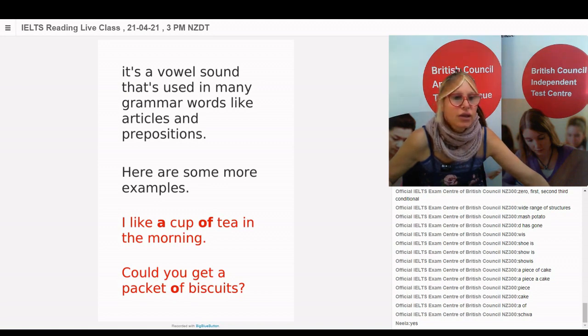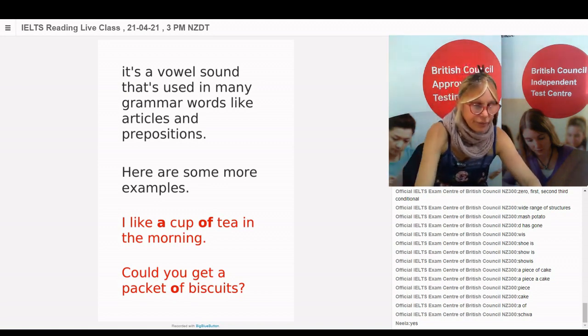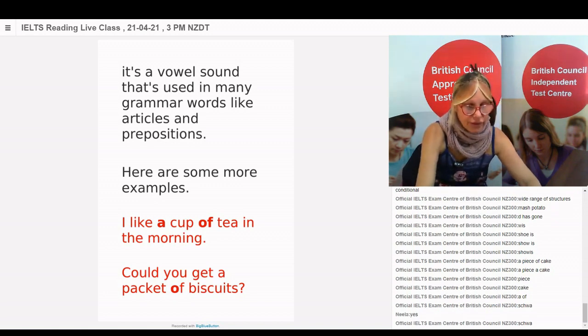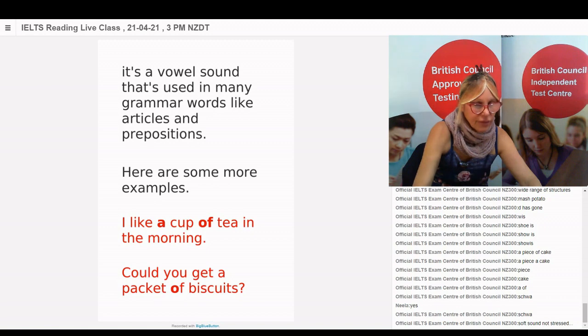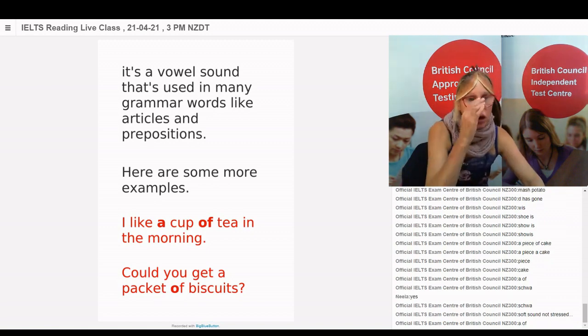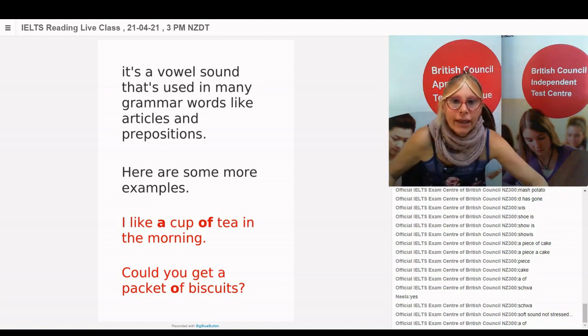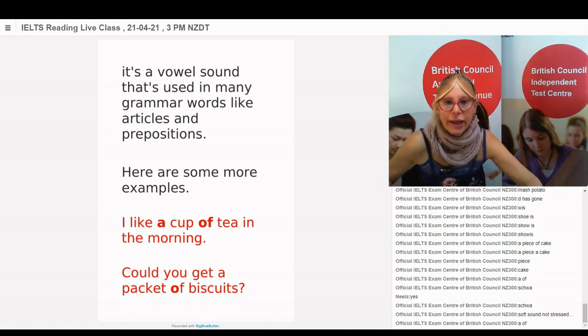All right, so that schwa sound is very soft and it's not stressed. And we've seen so far that it's used for a, for a, and it's used for of. Would you like a cup of tea? Would you like a packet of biscuits? Okay, and you'll find that that's the same all throughout the English-speaking world. That is not unique to any country.